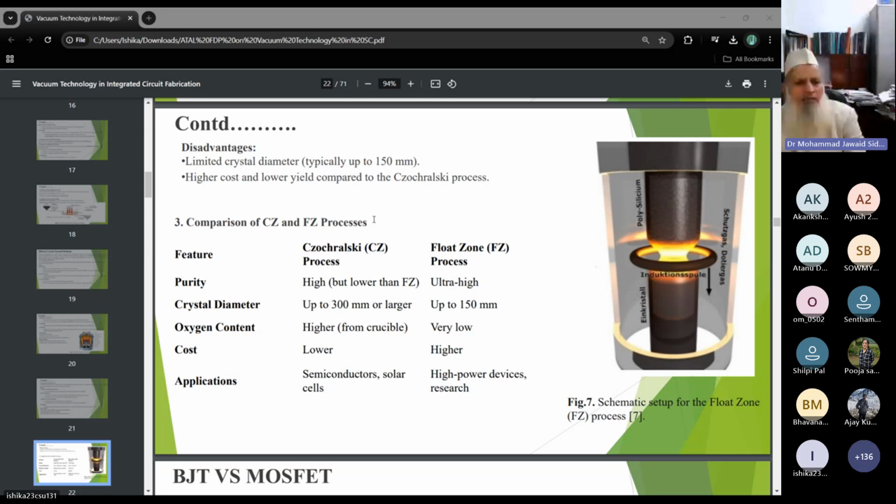Applications: CZ process wafers can be used in semiconductor solar cells, and FZ process wafers may be used in high power devices and for research. Yes, please go to the next slide.